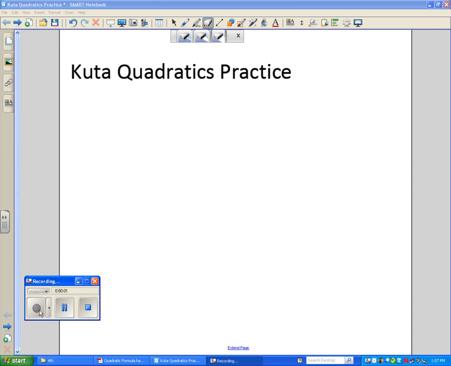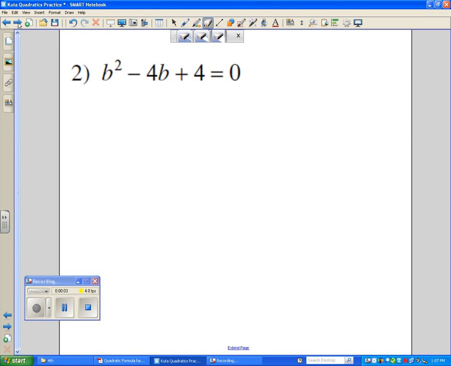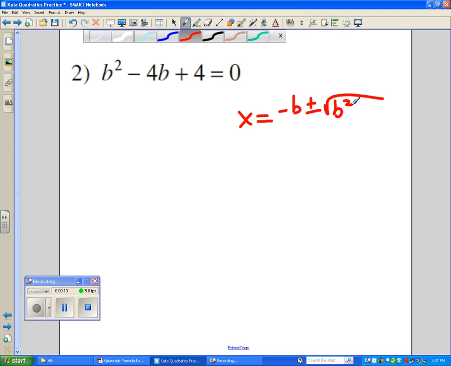All right, Kuta Quadratics practice. Let's dive in. We have b squared minus 4b plus 4. Now we could use the quadratic formula, keeping in mind that the quadratic formula is negative b plus or minus the square root of b squared minus 4 times a times c all over 2a. But if you can factor, you should factor.